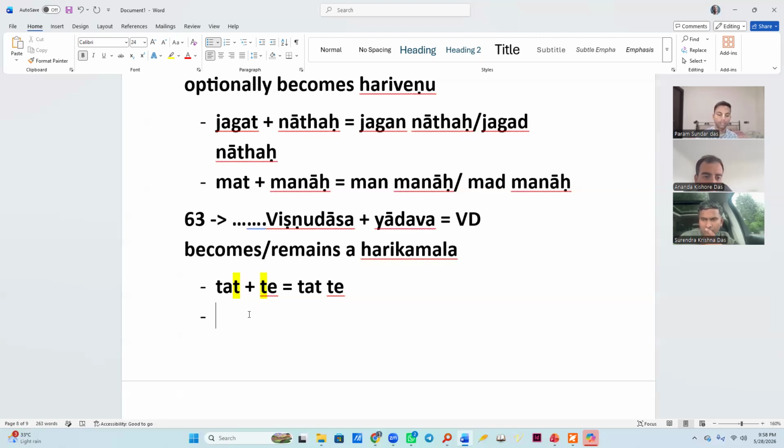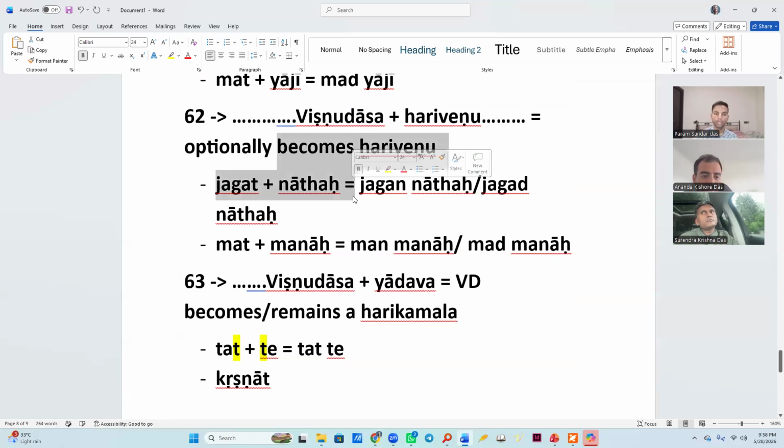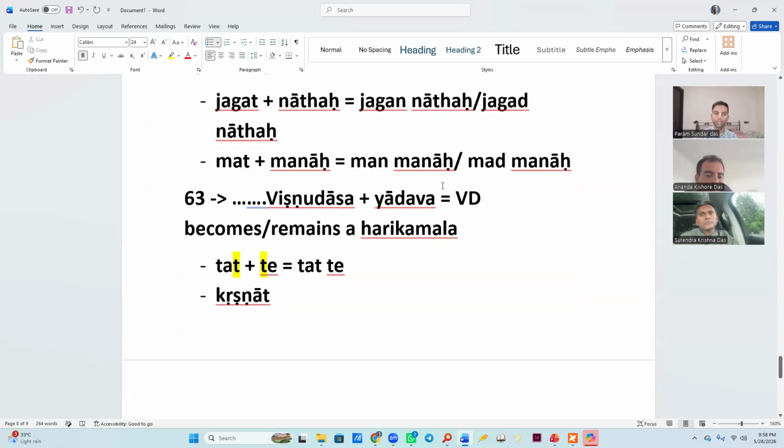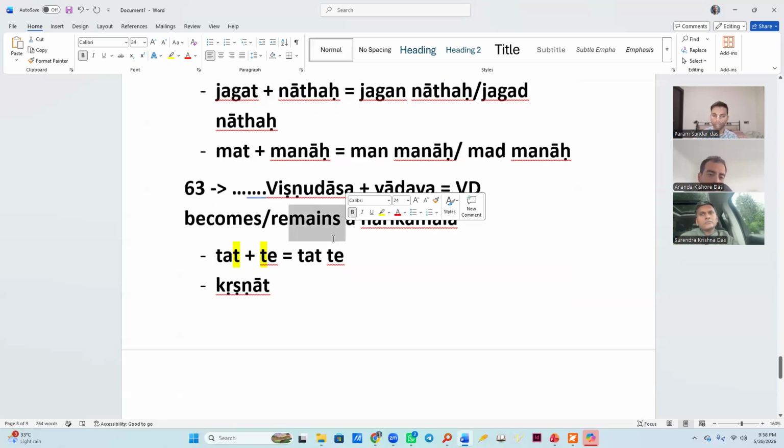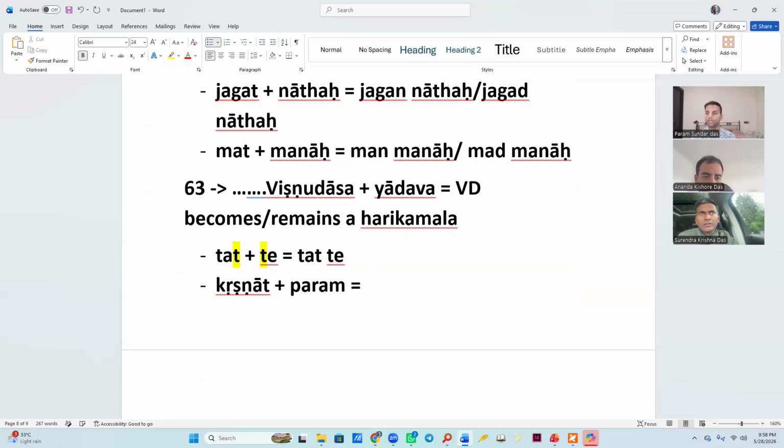Yes, Krishnat param kimapi tattvam aham. In the previous verse, you had done Jagannath and Jagannath. Yeah, there it was optional. It was optional according to the sutra, but here this is not optional. Okay. Krishnat param kimapi Prabhu. For Jagannath, Na is not Yadava. Oh no, Na is not Yadava. Okay.